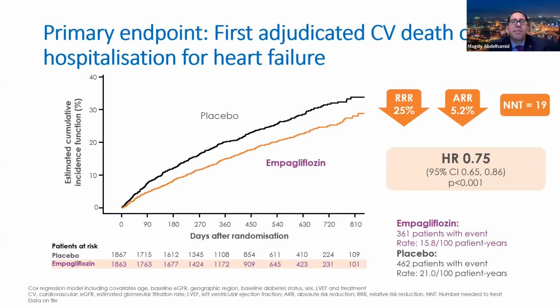And the same observation, the same benefit of using SGLT2 inhibitor, has been proved with the use of empagliflozin. The first adjudicated cardiovascular death and hospitalization for heart failure decreased significantly compared with placebo. A relative risk reduction 25%, absolute risk reduction 5.2%. The number needed to treat was 19. Very significant effect. And interestingly, the benefit appeared very early.